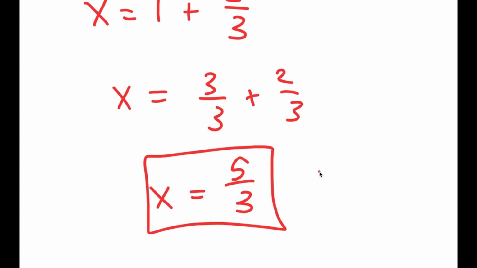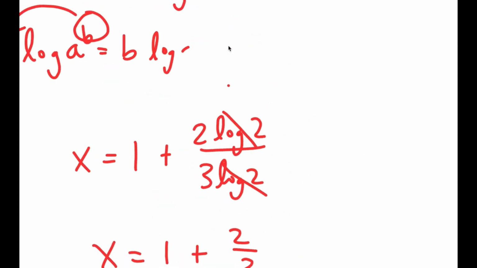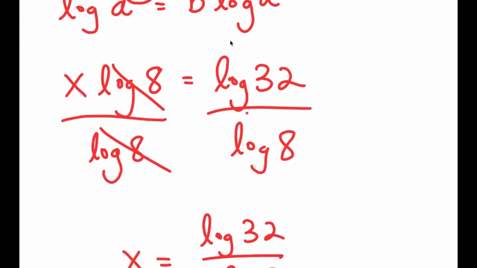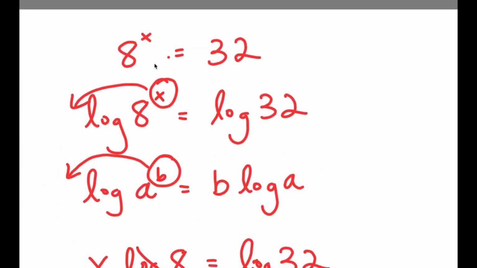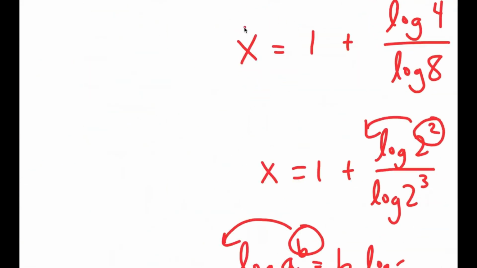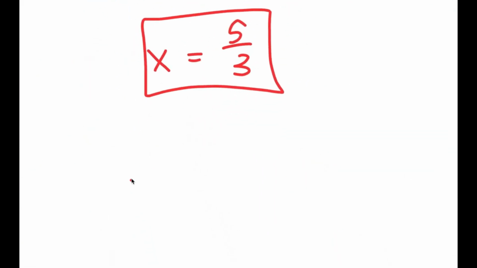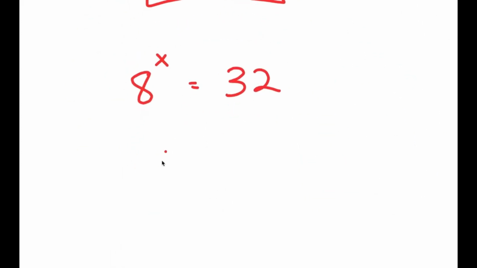Now, how do we know that this is the right answer? So, going back, we have 8 to the power of x equals 32, and we're plugging in 5 over 3. So we get 8 to the power of 5 over 3 is equal to 32.